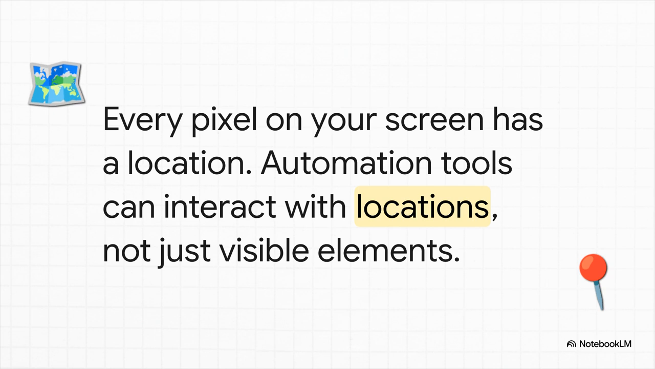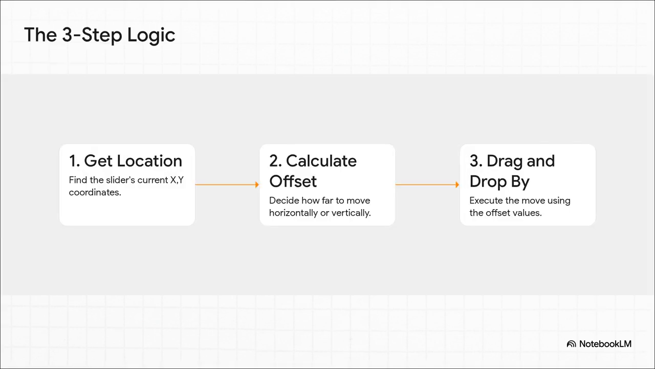It's to start thinking like a map maker. See, every single pixel on a web page has a location, a specific set of X and Y coordinates. And the magic is automation tools can interact with locations, not just visible elements. So check out this three-step logic. It's actually pretty simple. First, you use a command, something like getLocation, to figure out the slider's current X and Y coordinates.